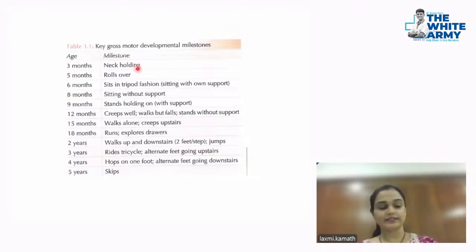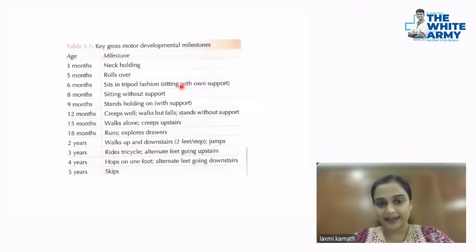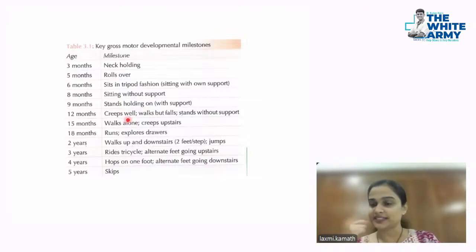So just to revise once, it is 3 months neck holding, 5 months rollover. Rollover also, first is supine to prone, then prone to supine position. At 6 months, the child sits in a tripod position with the help of its own hand. It's not the support of a pillow and all, it is the support of its own hand. Then at 8 months, it is sitting without support. At 9 months, it is standing.